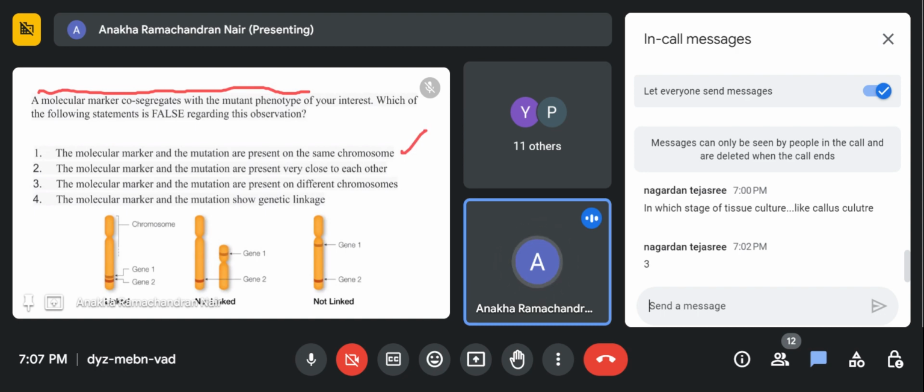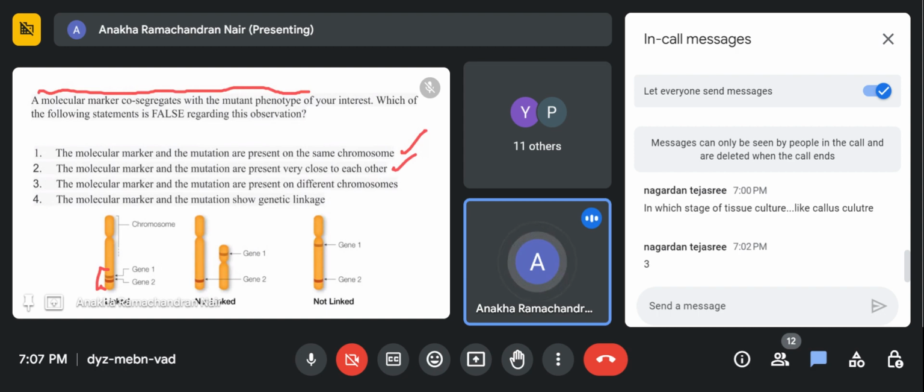The second one is the molecular marker and the mutation are present very close to each other, which is also correct. So like you can see in this case, when two genes are close to each other, it becomes very difficult for them to move separately, even when you have recombination. Okay. So even when recombination happens, since they are very close to each other, chances are that they move together, even upon recombination. So since you are seeing the molecular marker co-segregate with the mutant phenotype continuously, that means the second one is also correct.